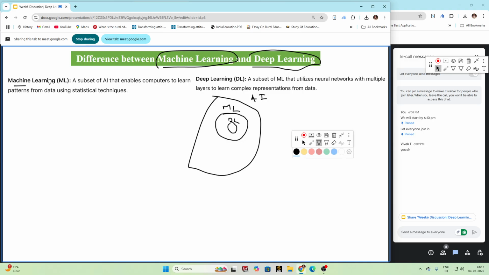So what is the definition of machine learning? It is a subset of AI that enables computers to learn patterns from data using statistical techniques. Okay, what is deep learning? It is a subset of ML. It is not a subset of AI directly, but it is a subset of ML that utilizes neural networks with multiple layers to learn complex representations from data. Okay, so this is the difference.